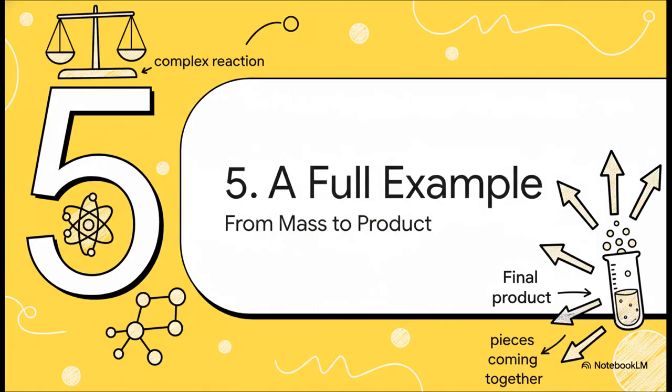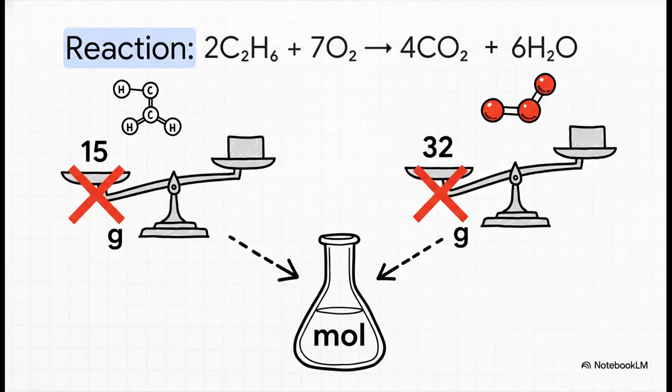All right, let's do this. Let's run through a big example from start to finish. This one's got it all, starting with mass, a tricky reaction, and calculating the final product. This is where every piece of the puzzle comes together. So, the problem is we're burning 15 grams of ethane with 32 grams of oxygen.